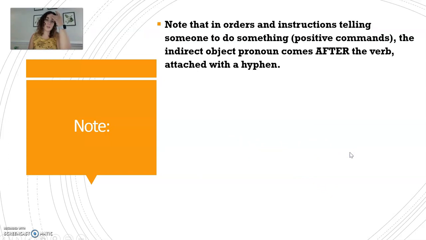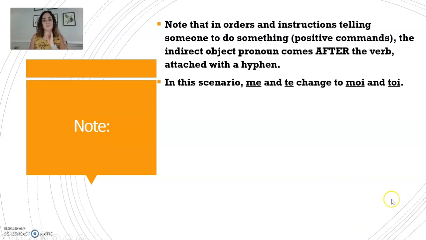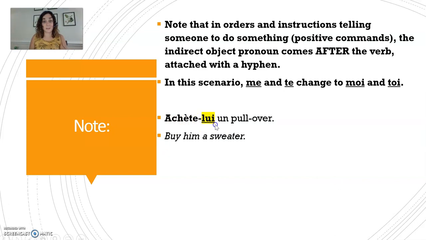One little thing to note is that if you have an affirmative command, meaning you're telling somebody to do this or do that, this is the one scenario where you don't put the indirect object pronoun right in front of the verb. It actually comes after, and you attach it with a hyphen. And if you have me and te in these examples, you'll change them to moi and toi, which are stress pronouns. You're emphasizing. So achète-lui means buy it for him. Buy him a sweater. Achète-lui un pullover.